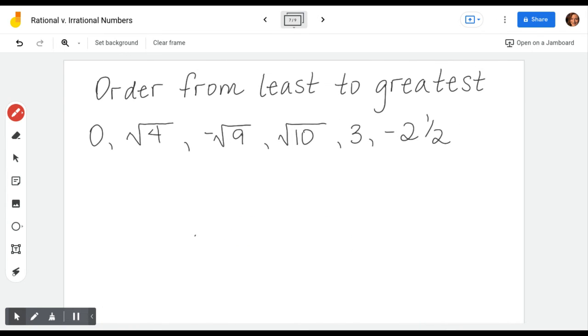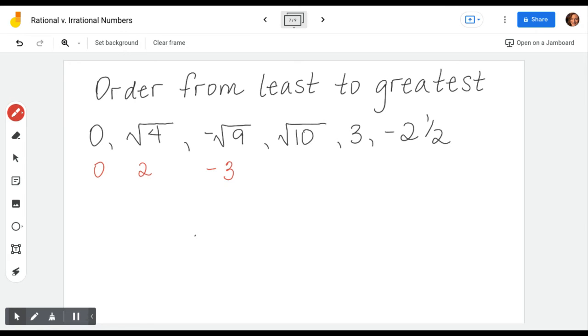Okay, let's put these in order. So I'm going to go through and simplify or estimate where I can. 0 is just 0. The square root of 4, well, that's a 2. The square root of 9 is 3. And this has a negative on the outside, so I'm just going to keep a negative on the outside.